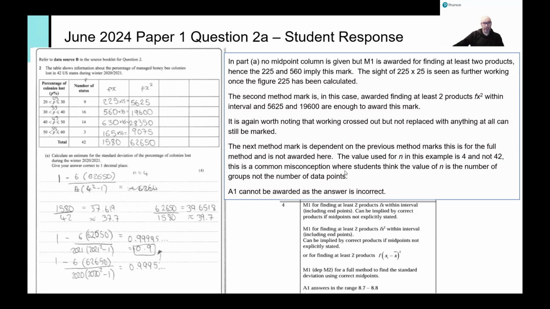The second mark is awarded for finding at least 2 of the products of fx squared. Again, we can see some values there that help confirm that. The next method mark is dependent on the previous method mark, and this is for the 4 method, and therefore it's not awarded here. The value of n in this example is 4 and not 42. That's one of those common exceptions that, rather than having the total frequency, they've used the number of groups. Therefore, they cannot award the final accuracy mark.